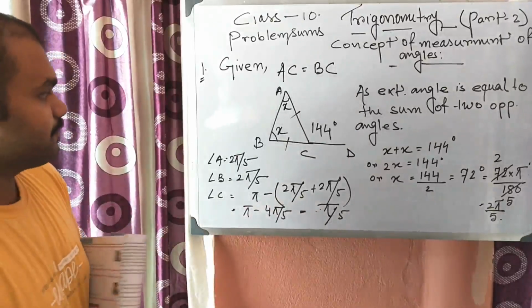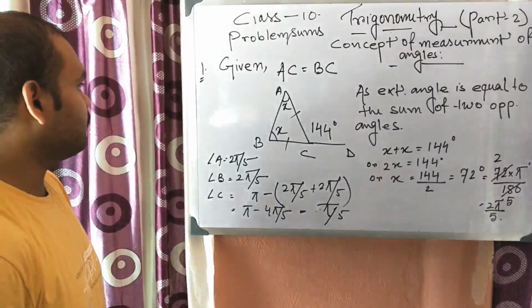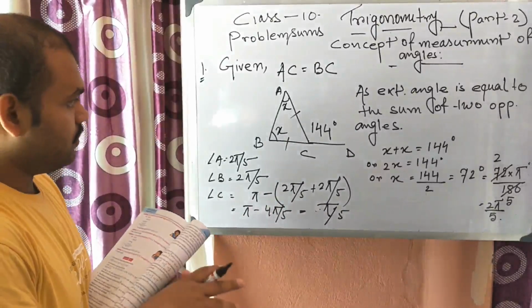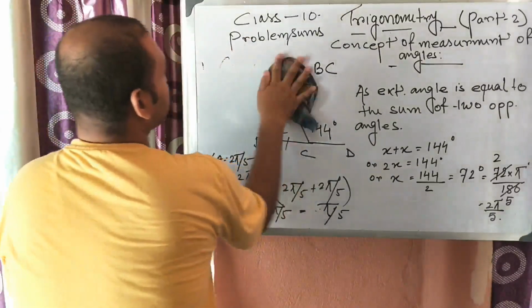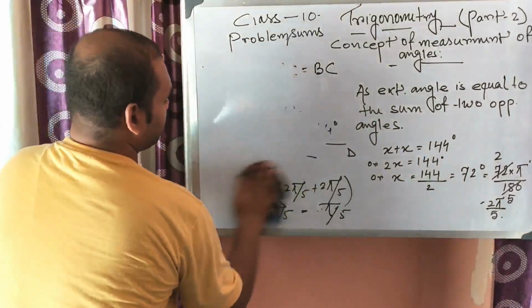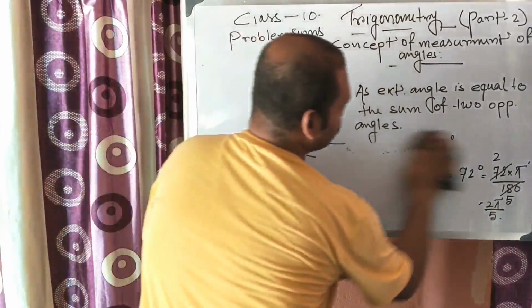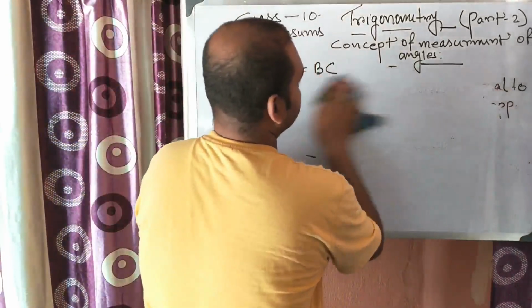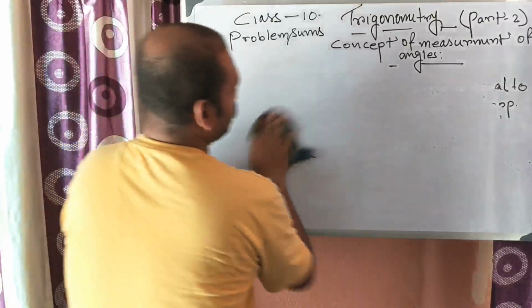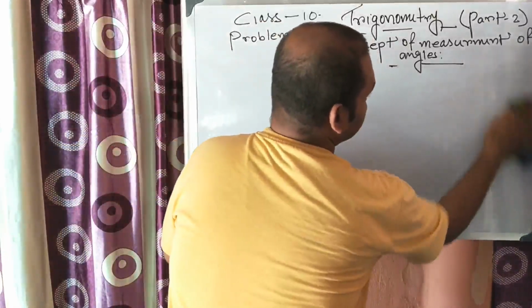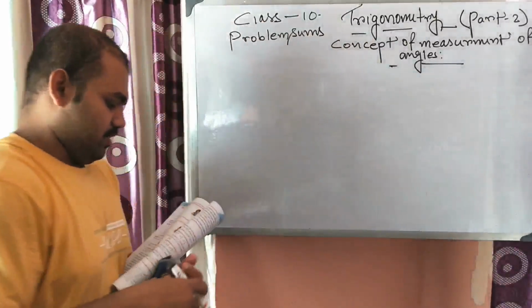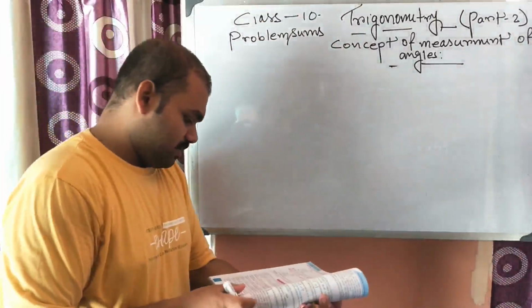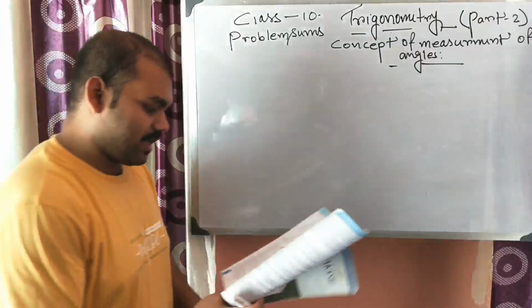So simple. Next, for the next sum, let us just rub this out. Now for the next sum, let me just tell you what it is. We are skipping a few sums. Let us do another type of sum.